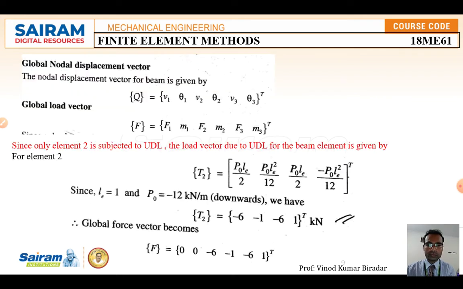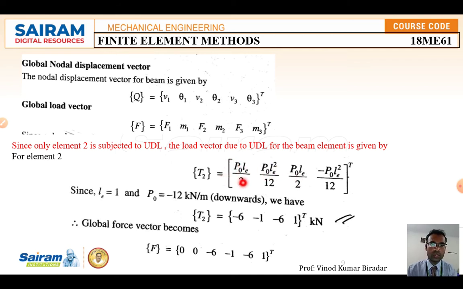Coming to the next, after calculating the global stiffness matrix, calculate along with that the nodal displacement vector, that is v1, theta 1, v2, theta 2, v3, theta 3. The global load vector belongs to the forces: f1, m1, f2, m2, f3, m3. But in element number 2 the load acting is a UDL, so the formula changes like this: t2 is equal to p naught le by 2. We already derived this equation in the previous lecture video.